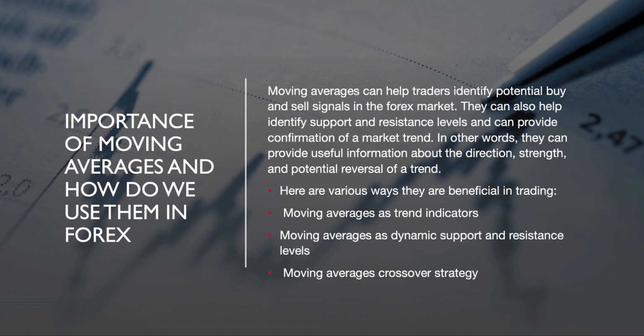There are crossover strategies as well. For instance, let's just say the 50 has crossed over the 200 moving average facing upwards, that means we have a bullish crossover. Bullish crossover means, again, bullish is for buying. You guys should know that for now. So that means the market is highly likely to go upwards, because the 50 is above the 200, and we're predicting that the market is going to go up.